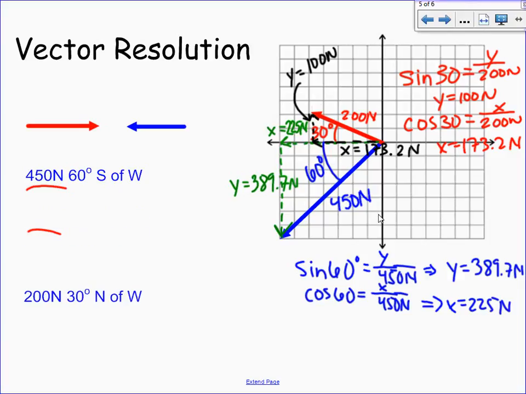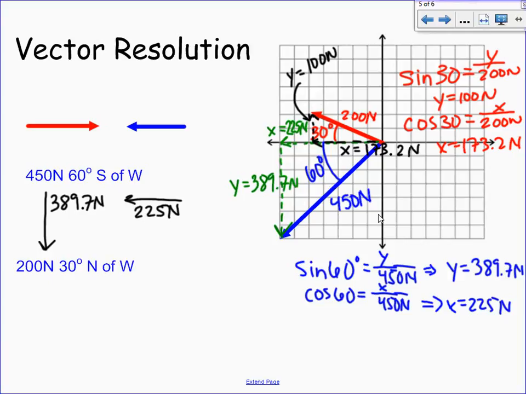First of all, let's focus only on the 450 newtons. For the 450 newtons, what did we find out? Well, we found out that it had a vertical going down of 389.7. We also figured out that it has a horizontal going to the left of approximately 225. All right, what did we figure out for the 200? For the 200, we figured out that it has a vertical going up of approximately 100 newtons. And we figured out that it has a horizontal also going to the left of about 173.2.